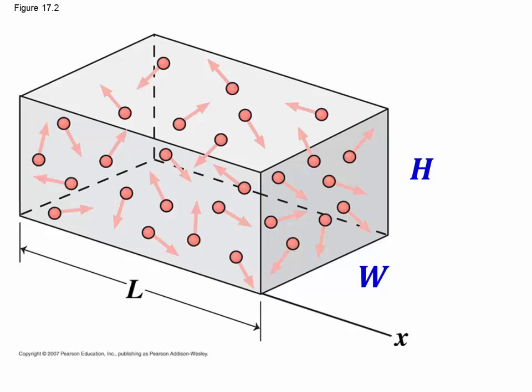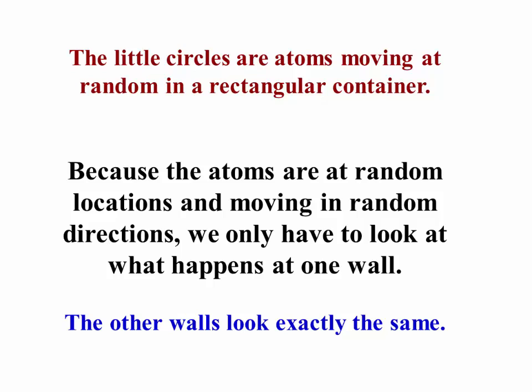And here's our sample container taken from a figure in the textbook. It's got a length L, a width W, and a height H. And you see all those little circles which indicate atoms that are bouncing around inside. They're moving at random in that rectangular container. Because they're at random locations and in random directions, we only have to look at what happens at one wall. Every other wall looks exactly the same.